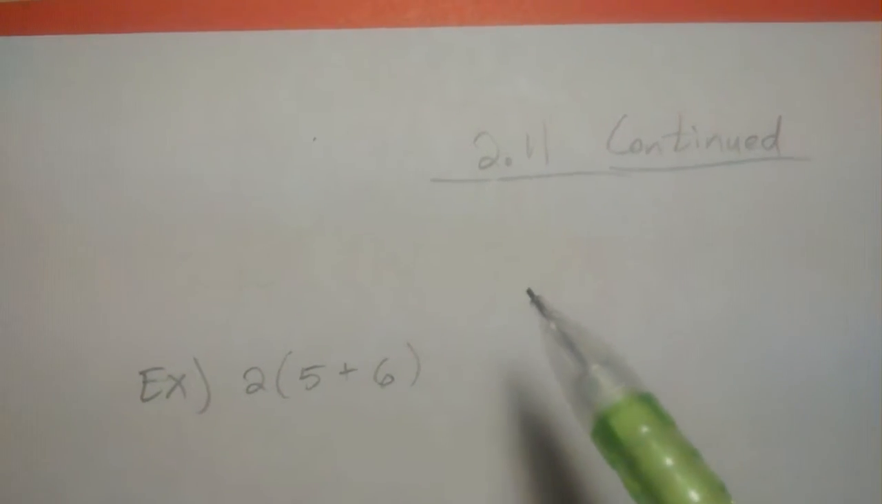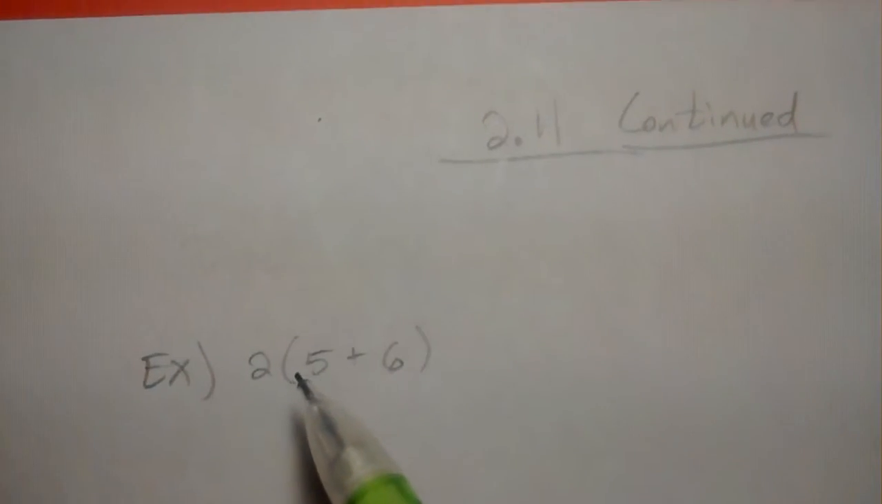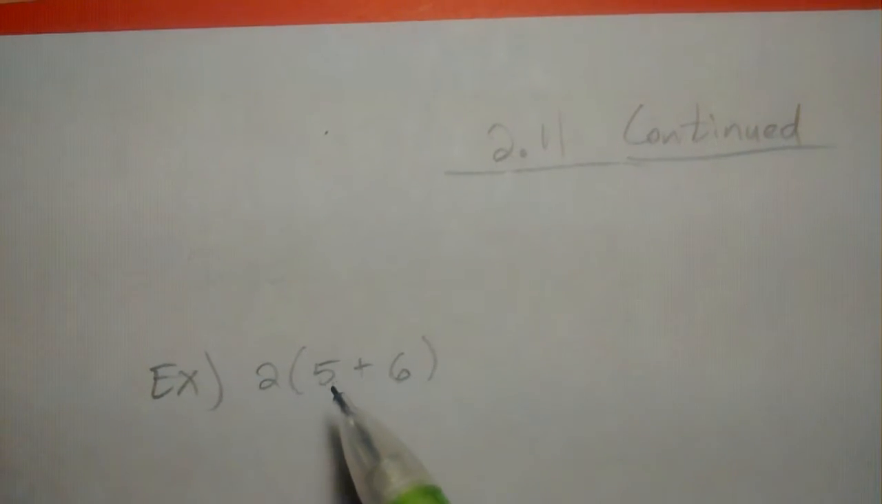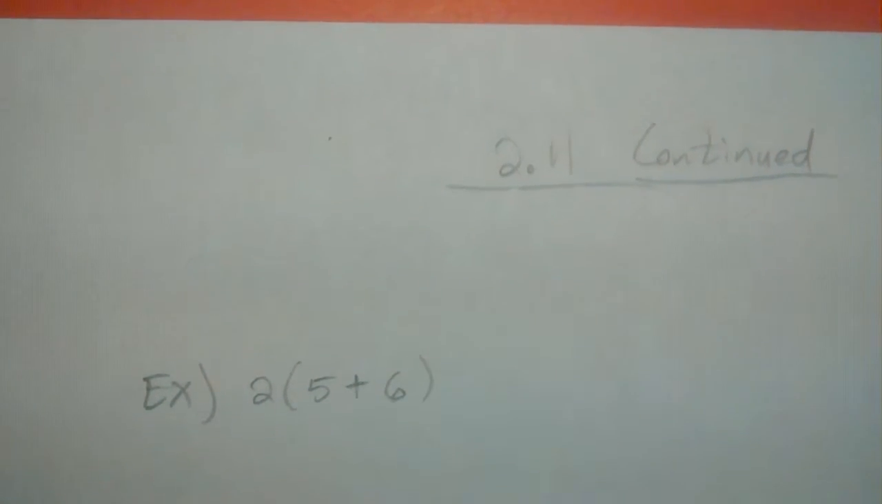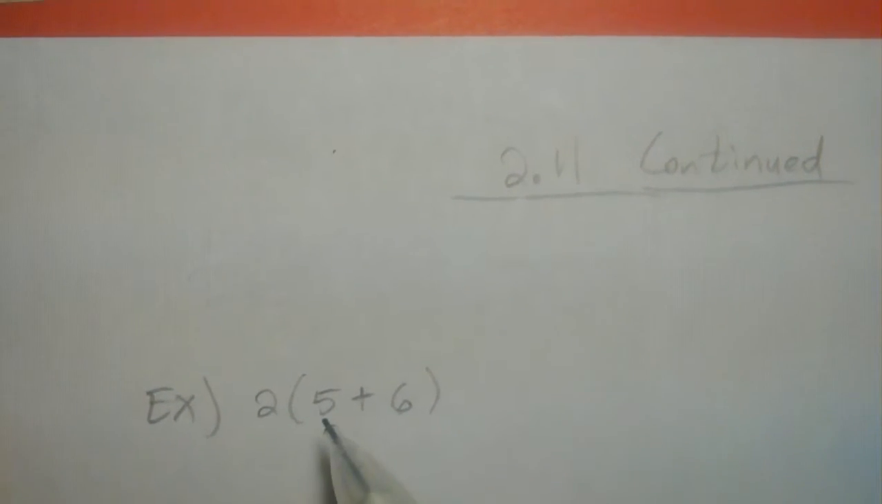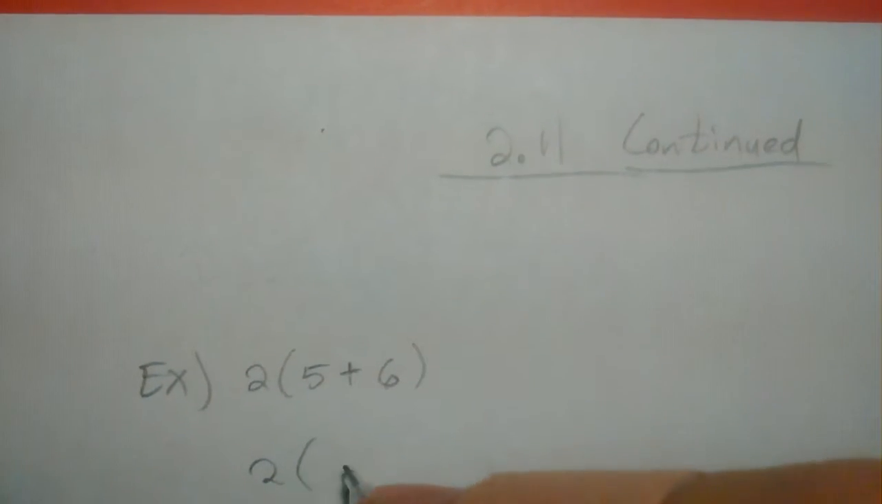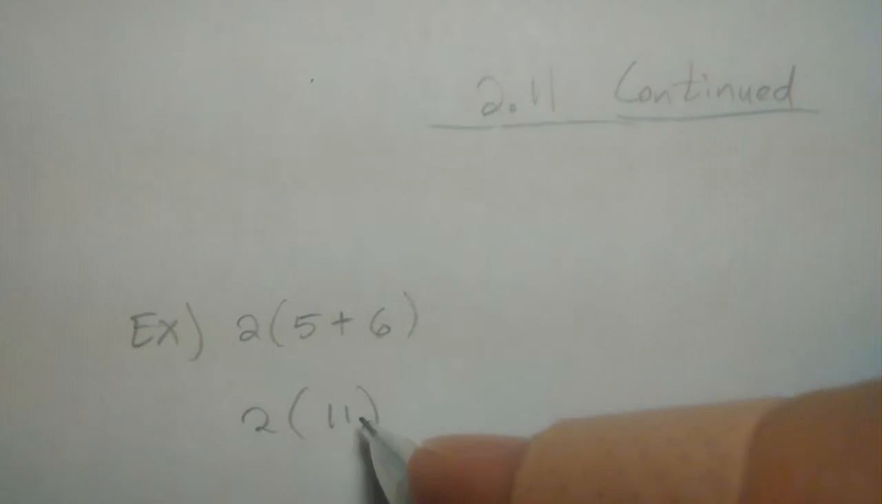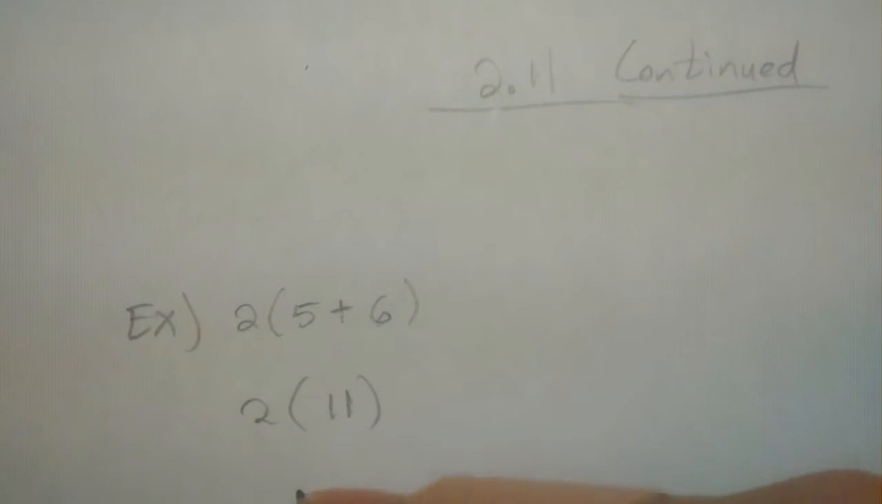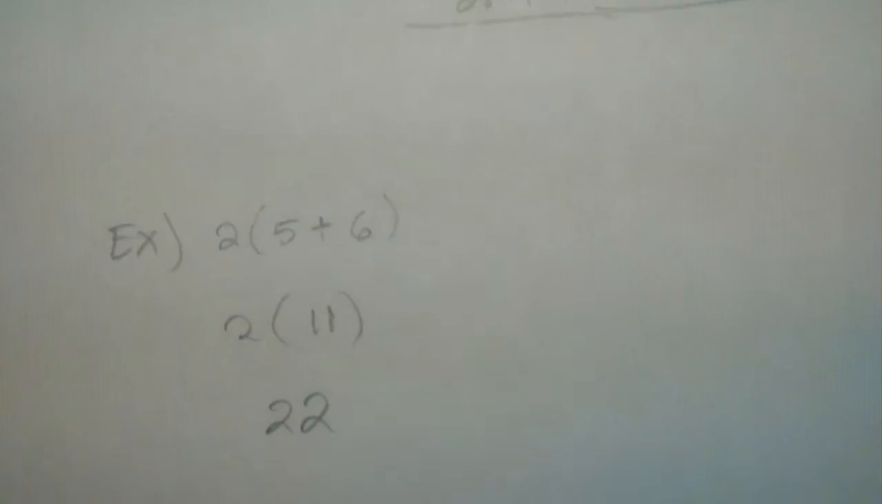In this section, you're also going to read something about what this illustrates: 2 times this quantity, 5 plus 6. If we were to use the order of operations on this, we would do what's in the parentheses first, to simplify it, or to evaluate it. So we'd get 11, 2 times 11 is 22.